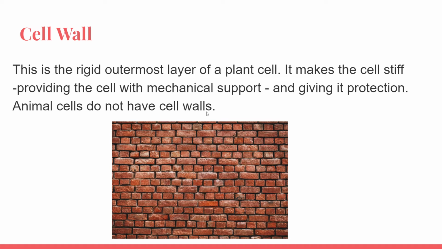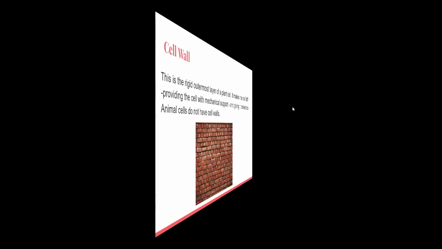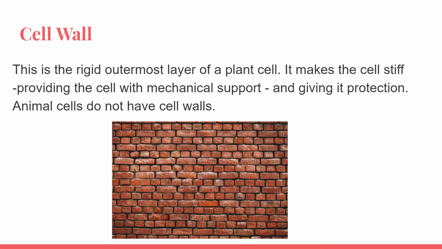First up here, we have the cell wall. As you can see, the cell wall here. So the cell wall is only in plants. It's only in the plant cell. It makes the cell stiff, providing the cell with mechanical support and giving it protection. Animal cells do not have cell walls. So take a guess to why animals don't have cell walls, but plants do.